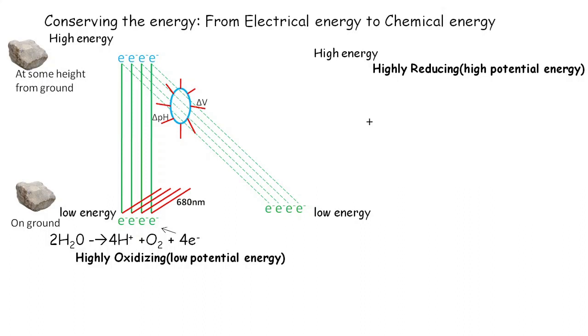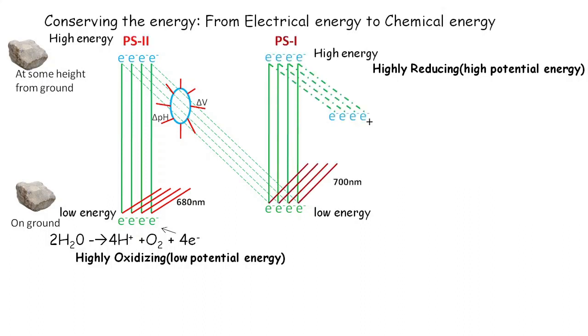The electrons travel downhill, losing energy. Again the electrons regain energy with light of 700 nanometers at photosystem 1. So these electrons are excited with high energy. Finally, the electrons are accepted by NADP, resulting in NADPH, which has high potential energy.